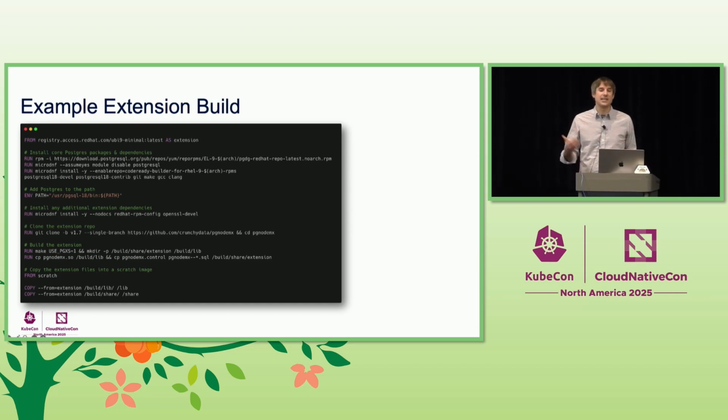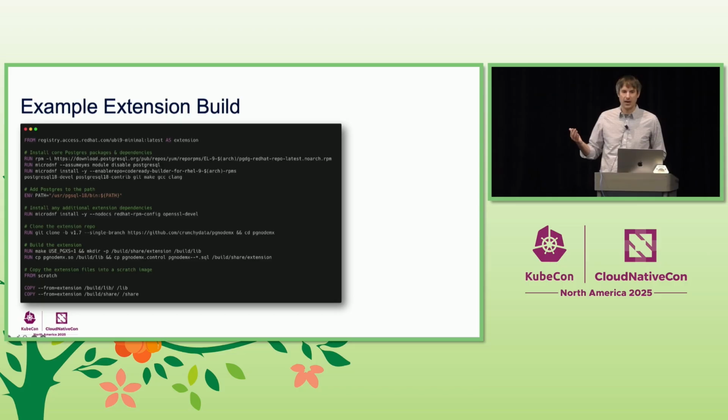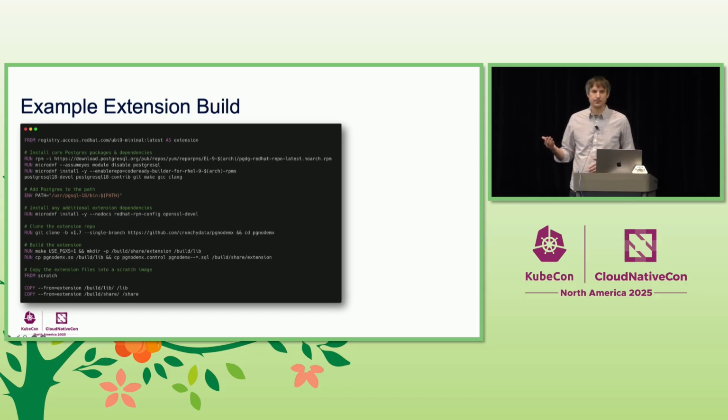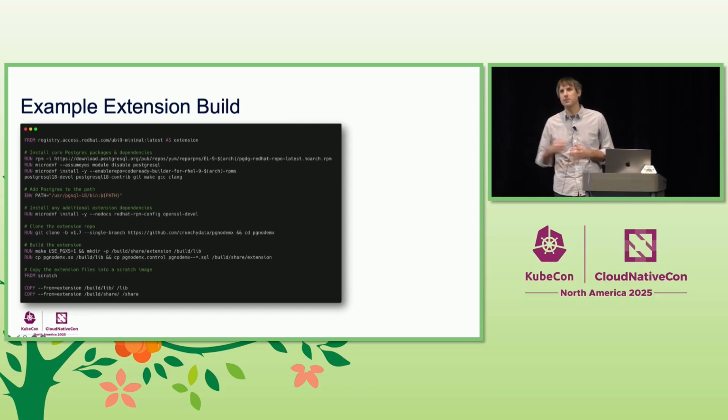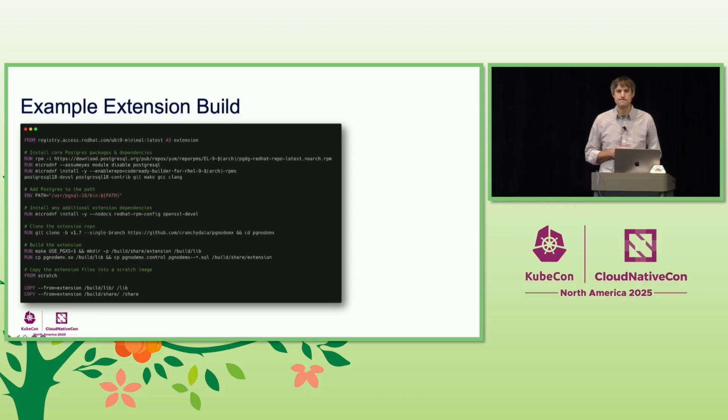So now that we have an idea of what image volume extensions look like, let's talk about what it takes to build a containerized extension. And what you see on the screen here is an example of building the pg_node_mx extension for Postgres 18. This is an extension that is used to obtain cgroup metrics from the Postgres server using SQL as part of the PGO metrics and monitoring stack.